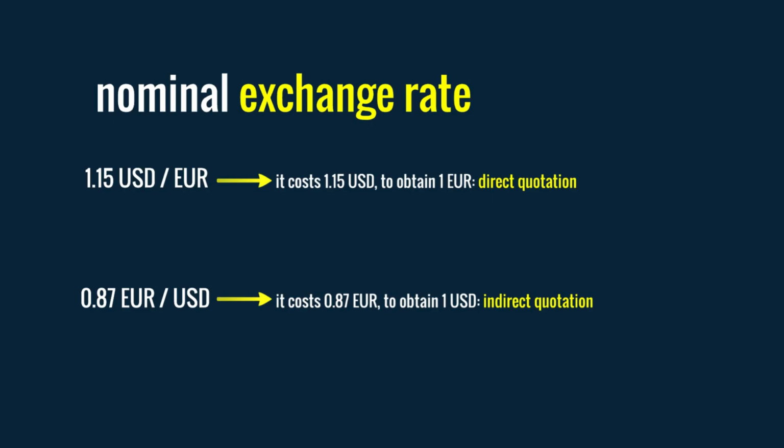Switching between direct and indirect quotations is simple. Just divide 1 by the given exchange rate. To get 0.87, we divide 1 by 1.15. To go back from indirect to direct quotation, we divide 1 by 0.87, which brings us back to 1.15. Perfect. That covers the nominal exchange rate.